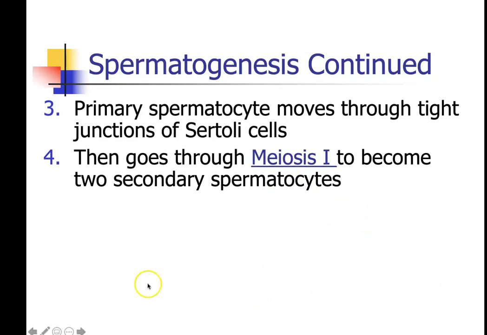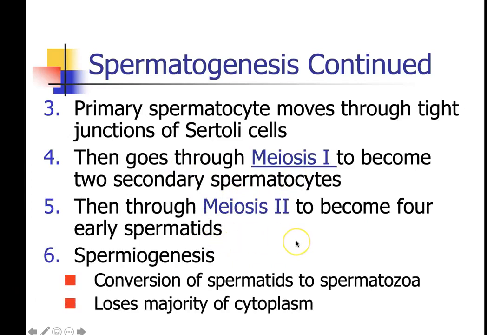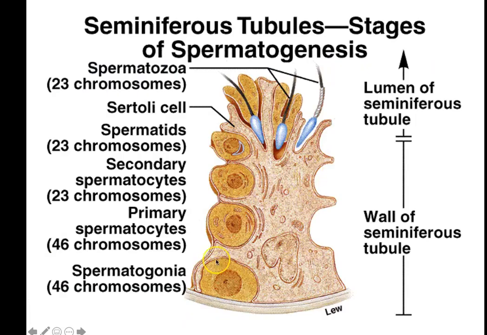So note there's that initial mitosis before you go into that meiosis. Okay, then it's going to go through meiosis 1 and meiosis 2 to become 4 early spermatids. And in the process of spermiogenesis, you get conversion of those spermatids to spermatozoa. At this point, they're going to lose the majority of their cytoplasm.